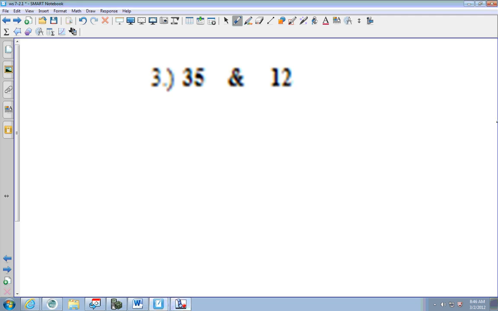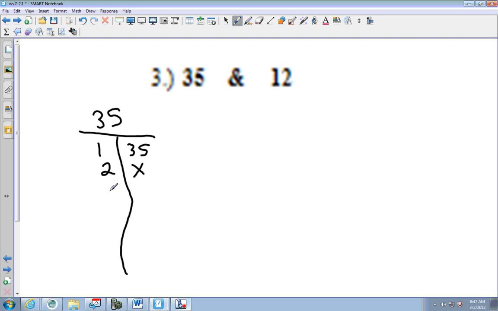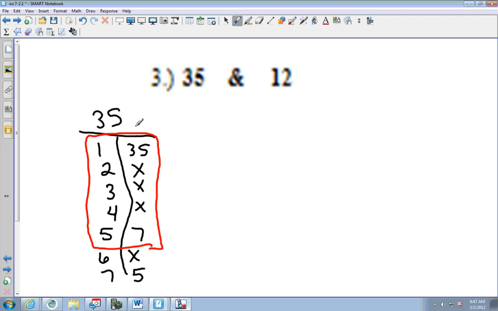Okay, on the next one, to find your GCF, I'm going to start here with 35. Nice line. 1 and 35. 2. What's 35 divided by 2? Does that go in evenly? No. What about 3? No. 4? No. 5? 6? 7? But we're repeating. So there it is. There's only 2 numbers there.